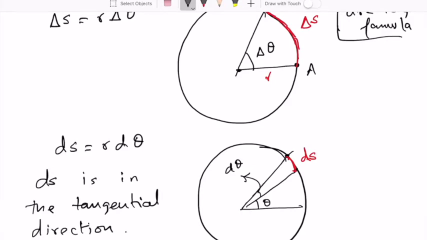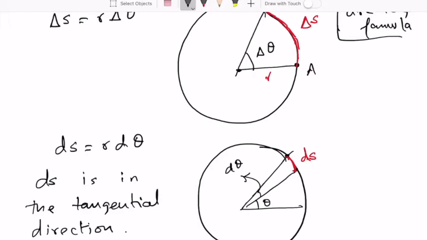Okay. All right, but the same could not be said for a finite displacement of a finite angle delta theta. In that case, the arc length would actually be curved, and so it would not have any particular direction. This is only when the angle subtended by the arc d theta is extremely small. Then you can think of it as being in the tangential direction.